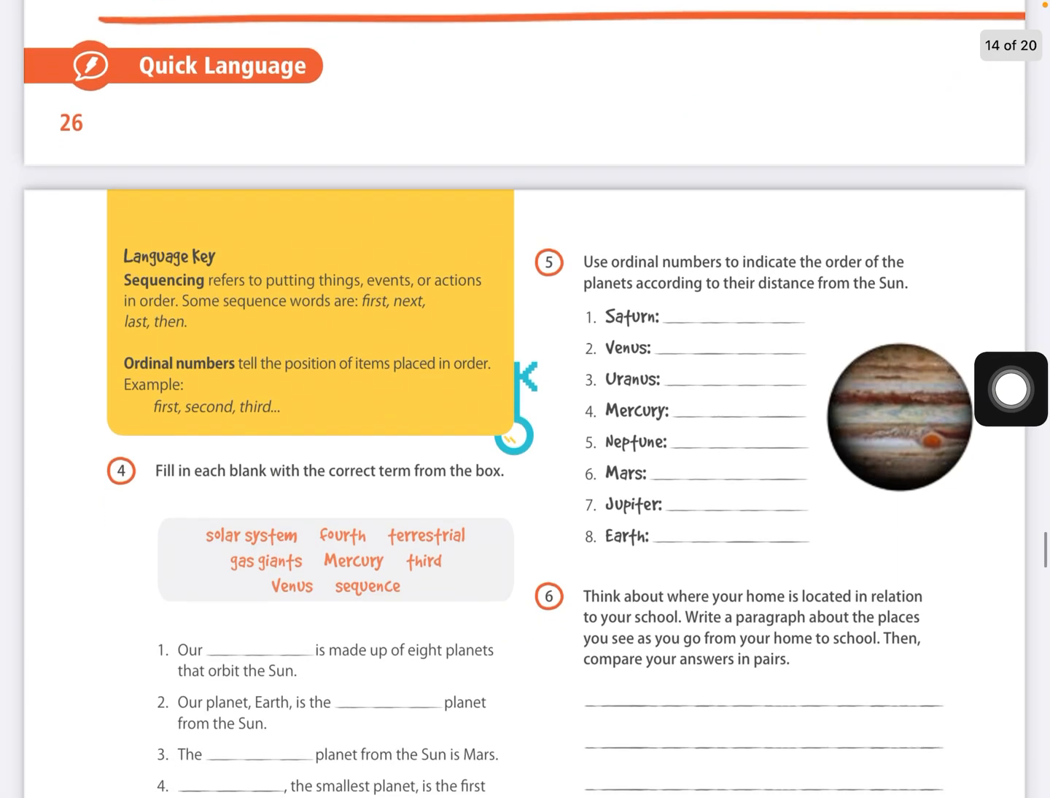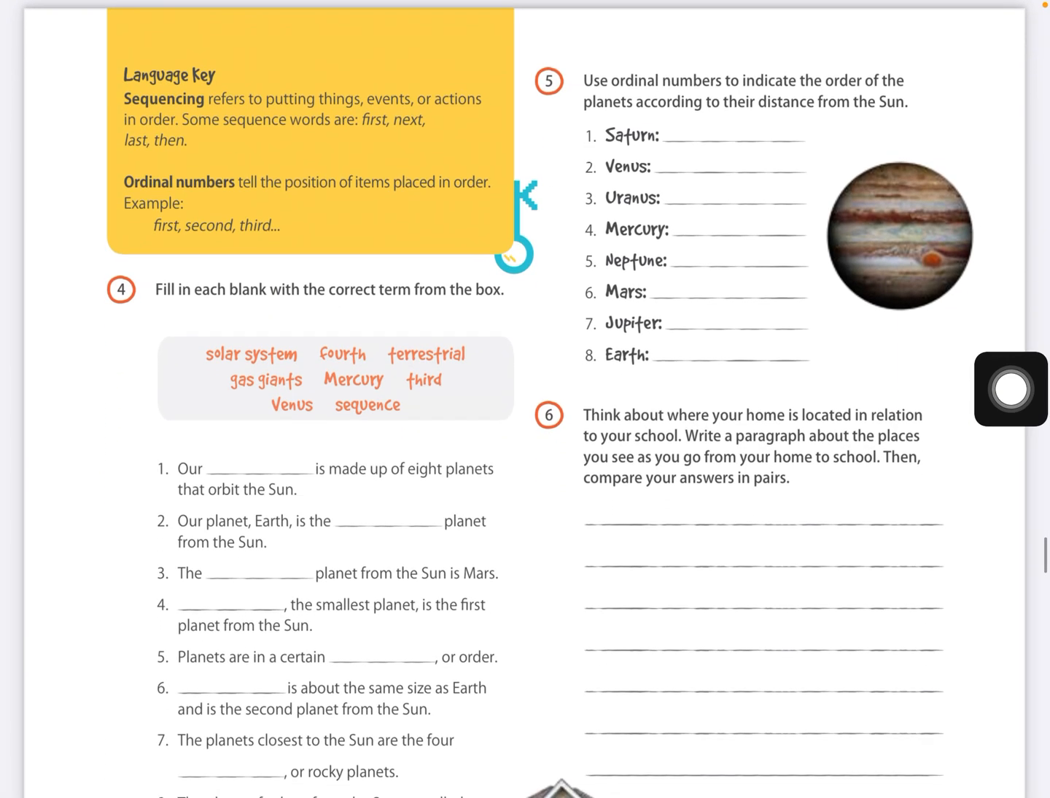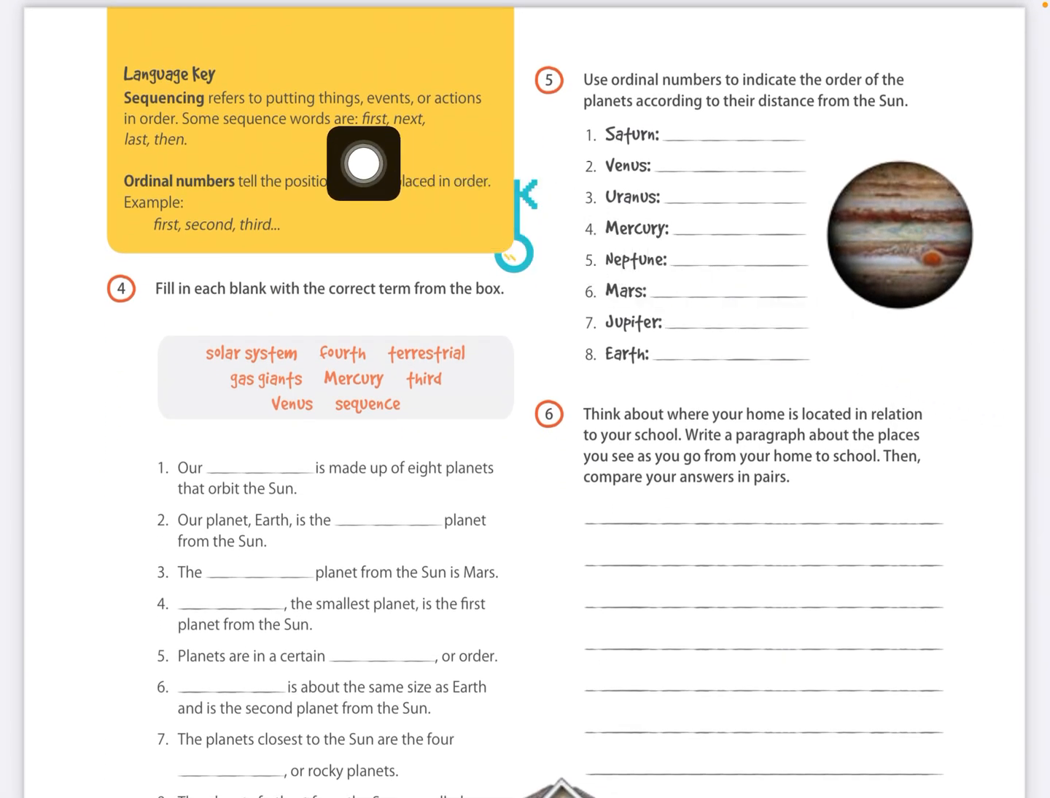You go to page 27 and you go to the language key. Sequencing refers to putting things, events, or actions in order. Some sequence words are first, next, last, and then. Ordinal numbers tell the position of items placed in order. The items placed in order have, for example, first, second, third.